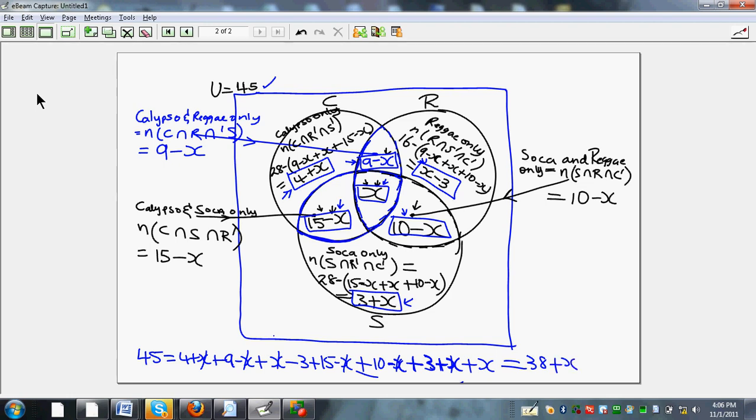Okay, so you'll get 45 is equal to 38 plus x. And then all you have to do now is solve that equation. If 45 equals 38 plus x, then it will mean that 45 minus 38 will be equal to x. Therefore, you could now find out what the x is equal to. This would mean that x will be equal to 45 minus 38, which is 7.